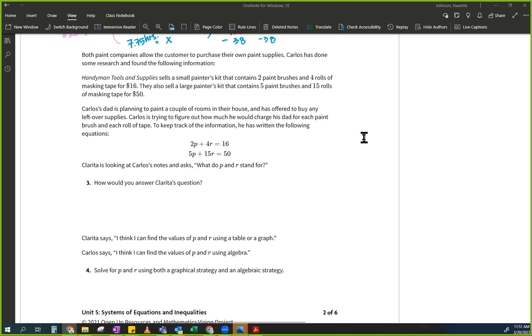Okay, so we're back and we're going to go over this 5.1 problem. It's just this last little bit, and we're going over systems of equations, okay? Systems of equations just means I have more than one equation, okay?